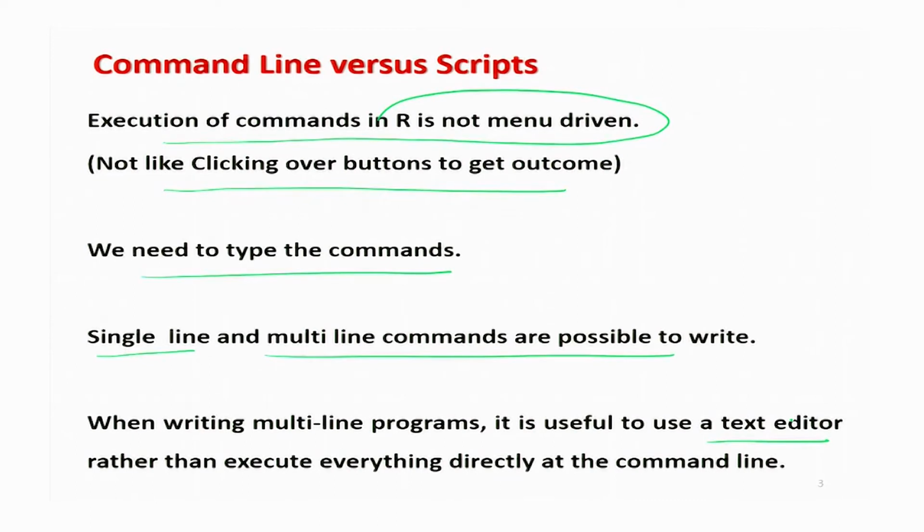The advantage is that if you type a multi-line program inside the R console and make a mistake at any line, the R software will exit and you will have to type everything afresh. Whereas when you type your commands inside a text editor and execute from there, if you have made a typographical mistake, you have the option to go back to your editor, make the correction, and then come back to the R software for the execution.